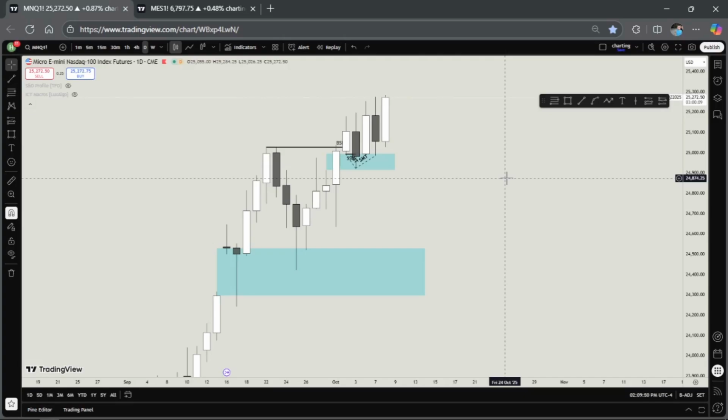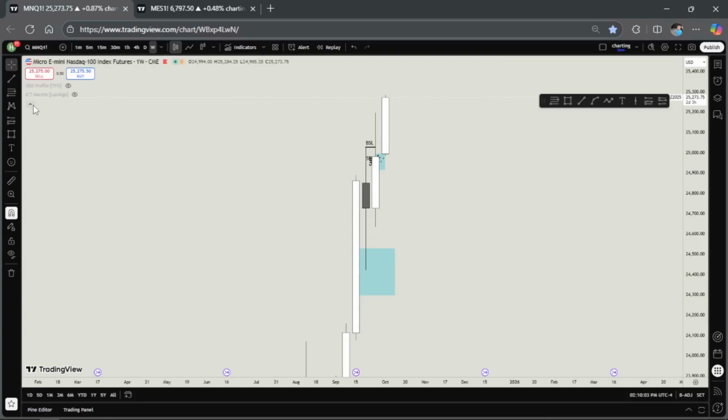Today we're gonna analyze the market for tomorrow's price action. In my opinion, what's gonna happen, what can happen, what are the scenarios for tomorrow. I'll talk about these specific kinds of topics.